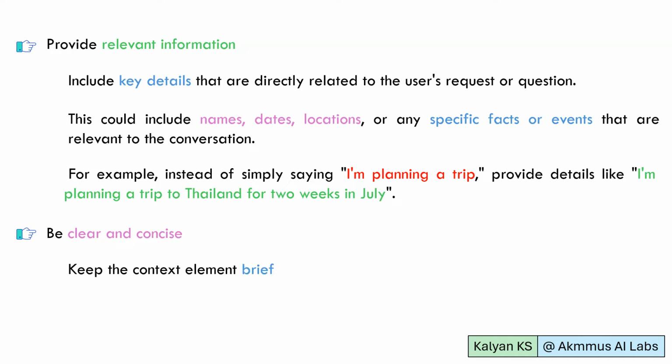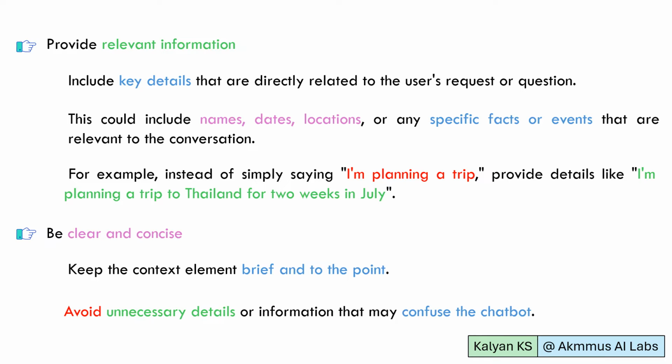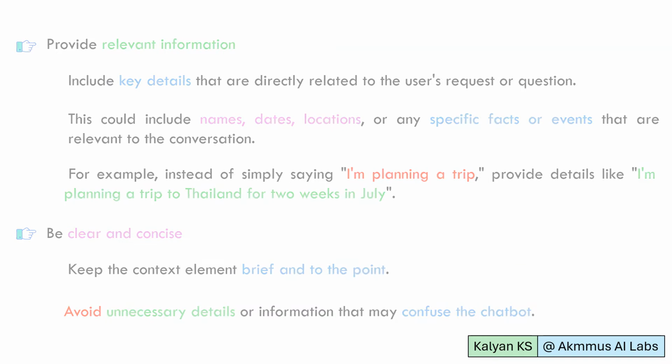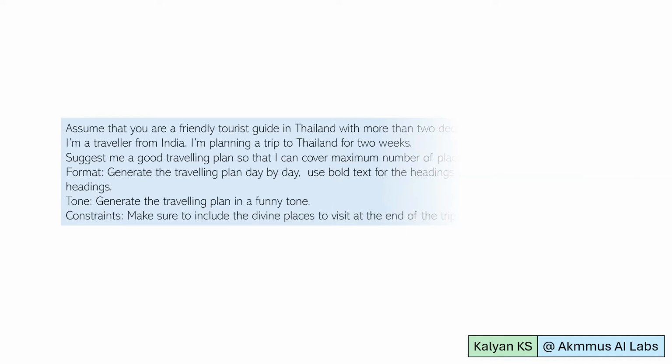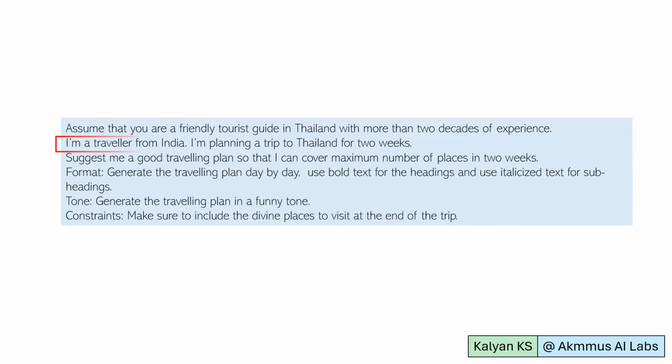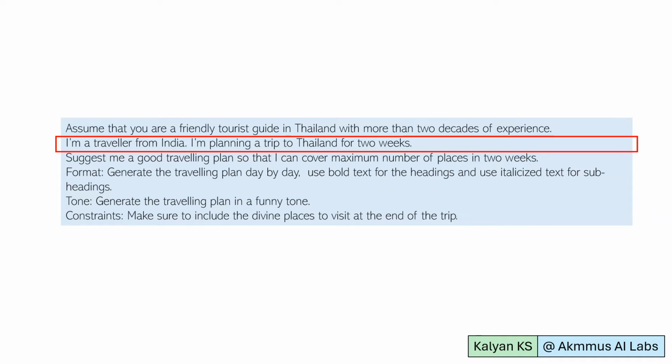Second one is, be clear and concise. Keep the context element brief and to the point. Avoid unnecessary details or information that may confuse the chatbot. Consider the prompt. Here, the context element is, I'm a traveler from India, I'm planning a trip to Thailand for 2 weeks. Here, the context element is clear and concise, and also provides all the relevant information. In this way, you can craft a context element.